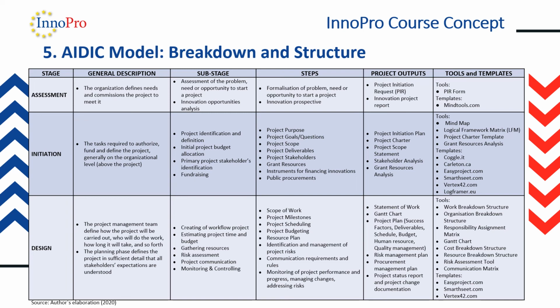So the outputs of the initiation stage are a project initiation plan, project charter, project scope statement, stakeholder analysis, or for example, ground resources analysis. And for these project outputs, you can use good and very clever templates such as mind maps, logical framework matrix, project charter template, or ground resource analysis templates. And these tools you can find on some selected websites that contain templates, and these templates are also a part of our practical materials.